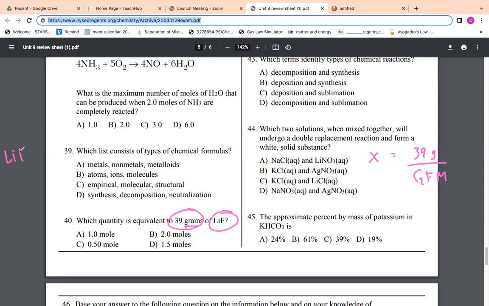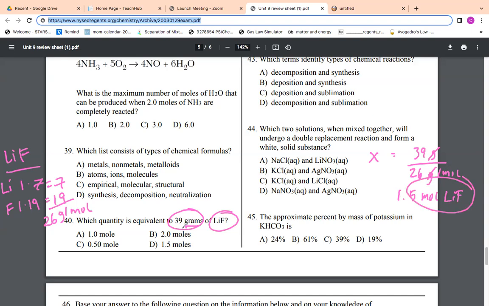So lithium fluoride, if you go to the reference table, lithium, we only have 1. The mass, I believe, is 7, I think. And fluorine is 19. So it's 7 plus 19, that is 26 grams. So this is the gram formula mass. It is 26, this should say per mole. So it is 26 grams per mole. We're going to divide these. When you divide, the grams cancels out, and you end up with 1.5 moles of lithium fluoride. So we're going to go with choice D. Okay.